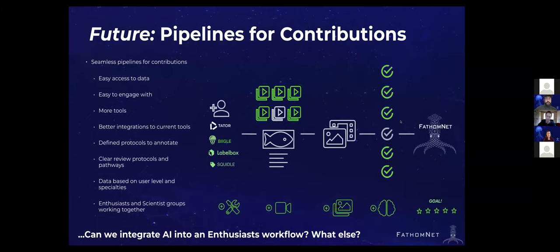So maybe the pipeline starts to look a little bit like this, where we don't just have Tator, we have more tools that interface with FathomNet. We have many more image and video libraries that are becoming publicly accessible and hosted for annotation. And we increase the structure around the review process, so no annotations are sitting there in a queue and never making it into the database.